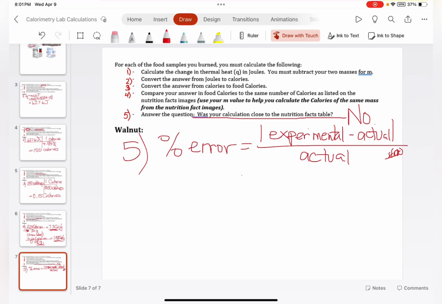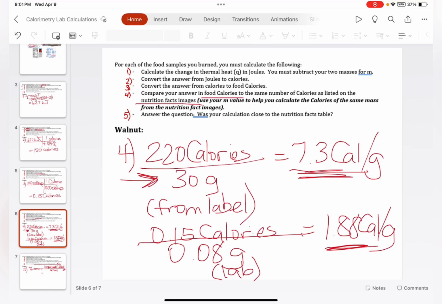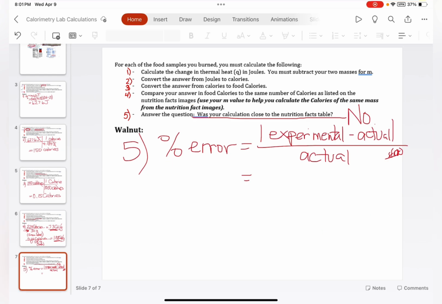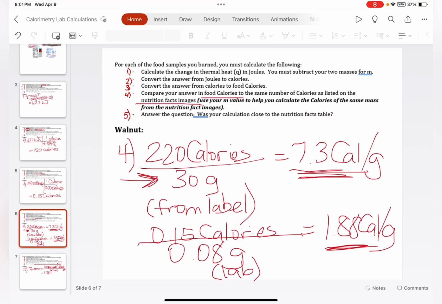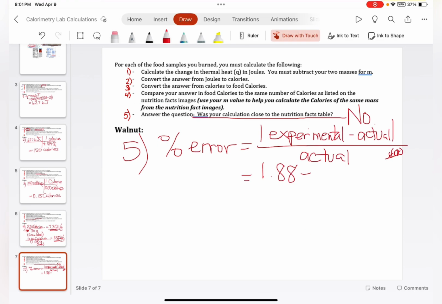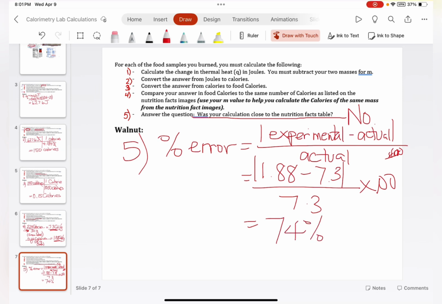All right. So what was our experimental value? Well, it's 1.88. So let's put that in, 1.88 minus the actual, which is what we should have gotten, 7.3. If you put the absolute value here, it's going to make that negative turn into a positive. The actual goes on the bottom again. This is where I can properly write the times 100. And it's going to give you a percentage, which is 74%. A horrible percent error, very high.